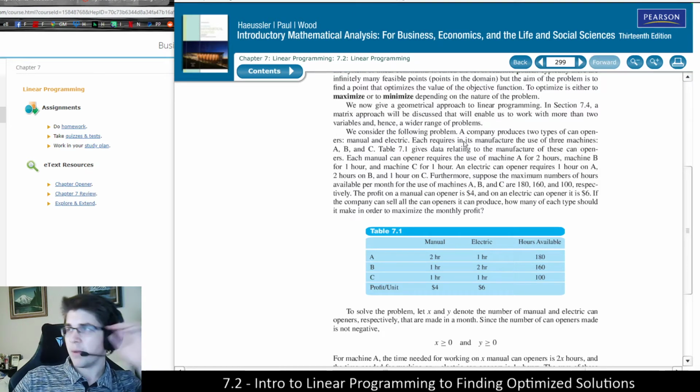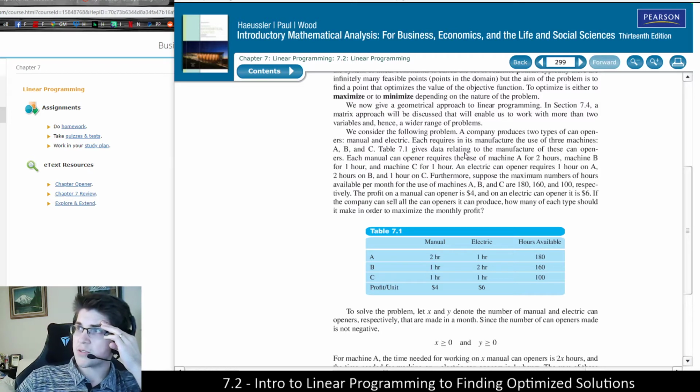We consider the following problem. A company produces two types of can openers, manual and electric. Each requires in its manufacture the use of three machines A, B, and C. The table below gives us the time that each can opener needs to spend in each machine in order to produce it. So what it's saying is that to produce a manual can opener, it requires 2 hours on machine A, 1 hour on machine B, and 1 hour on machine C. To produce an electric can opener, it requires 1 hour on machine A, 2 hours on machine B, and 1 hour on machine C.